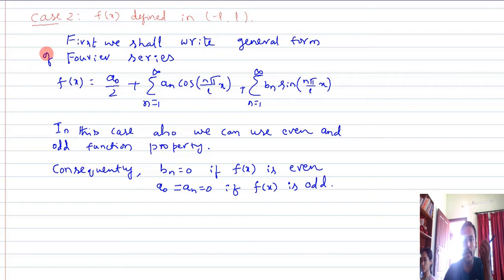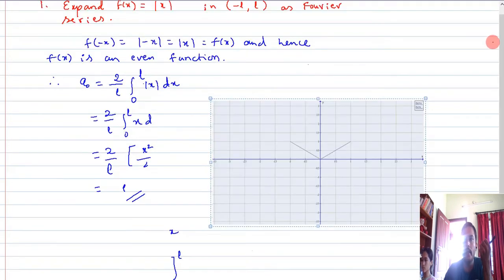So consequently, if we come to know that the given function is even, then bn will be 0. If the given function is odd, a0 and an will be 0. So let me take the example.